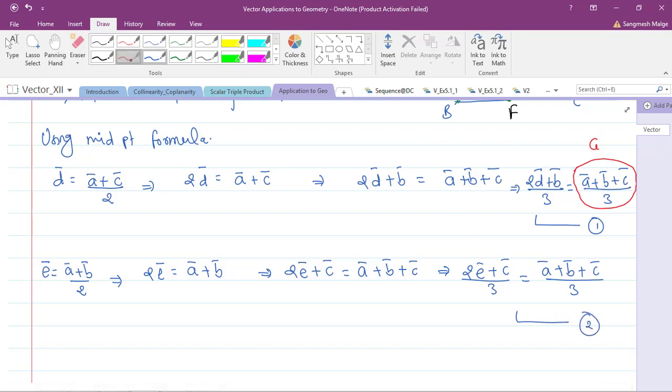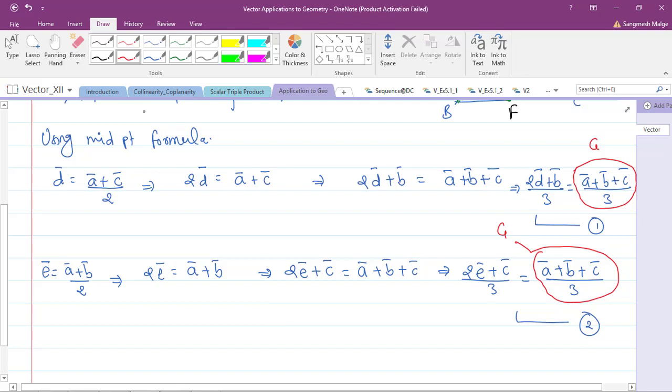Now if you observe here, again we are getting a point, the centroid, which is G. This centroid we have also proved. This was a theorem: if A, B, C are the vertices of a triangle, then its centroid is given by (a bar plus b bar plus c bar) by 3.